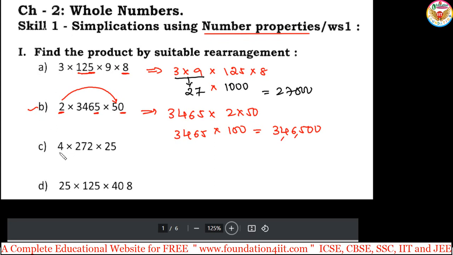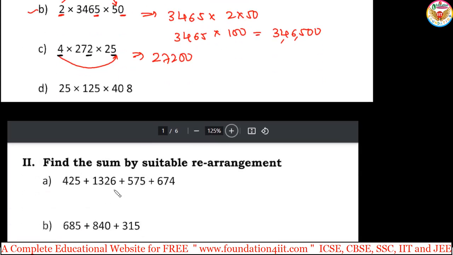If you observe here, 4, 2, 5. 4 into 2 is 8, not ending with zeros. Check 4 into 5. Yes, 4 into 5 is 20, ending with 0. So 25 into 4, that is 100. The right answer is 27200, but you can rearrange and write this. In the same way, observe the remaining problems from this page and you can do them.